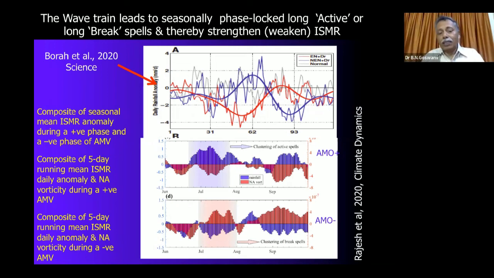time scale. That subseasonal time scale modulates and sort of anchors the monsoon into long active phases during positive phases, and during negative phases they tend to anchor to long break phases. These long break phases and long active phases give rise to weakening or strengthening of the monsoon, and this is being done by this barotropic vorticity, which sets up the stationary waves, and that happens in an episodic manner on subseasonal time scale.